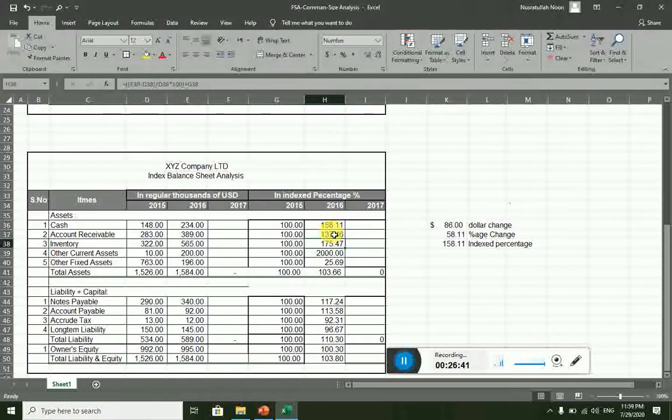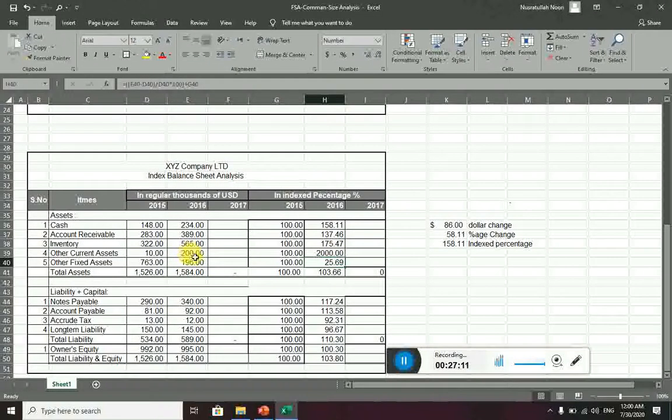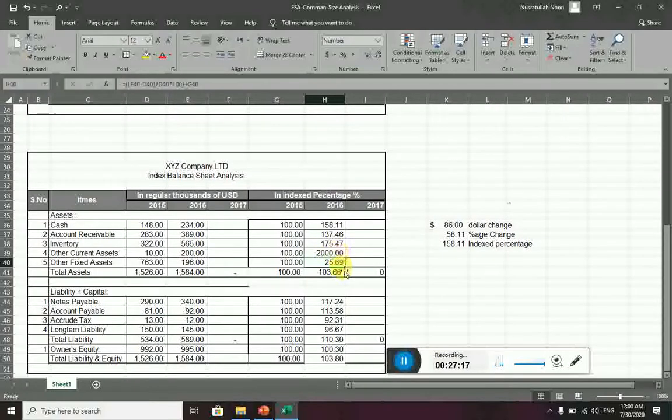158.11 is the indexed percentage of 2016 for cash, and 137 is for account receivable, 175 is for inventory, 2000 is for other current assets. There is a dramatic increase. Other current assets were 10 and here there were 200. Now that's why there is a 2000 percentage. There is a huge increase in the other current assets.